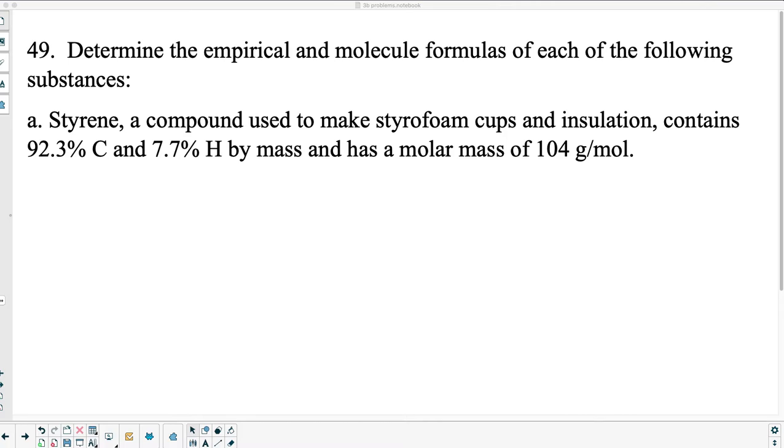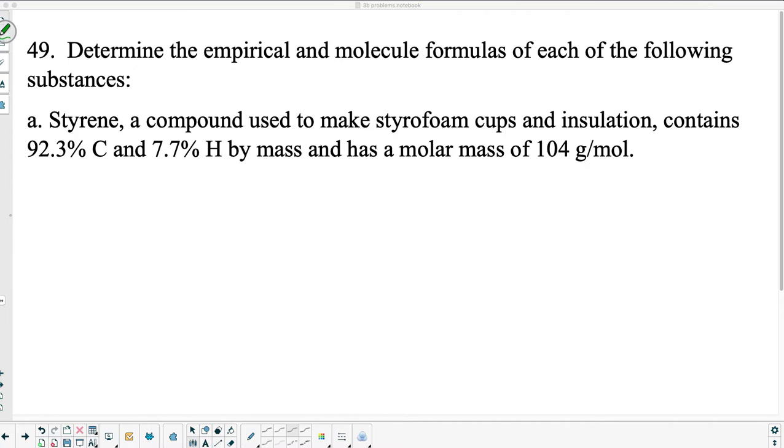So watch me go through letter A for 49. I want you to be able to do these 2 things: finding the empirical formula, and then I'm going to show you how to find the molecular formula. We're going to do that for A, B, and C. I'm going to show you how to do A. B and C follow along in very much the same pattern.